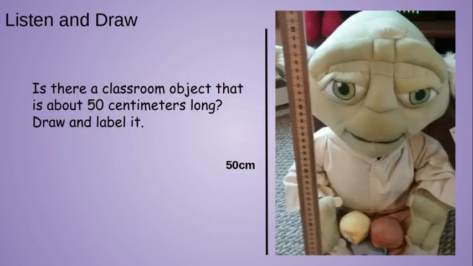The second part of the Listen and Draw said, is there a classroom object that is about 50 centimeters long? Draw and label it. Well, it turns out that my friend Yoda is about 50 centimeters tall. So you'll take a look there. I have a meter stick lined up next to him, and you can see he's very close to being about 50 centimeters tall. Go ahead and look around your house. See if you can find something that's about 50 centimeters tall or long.